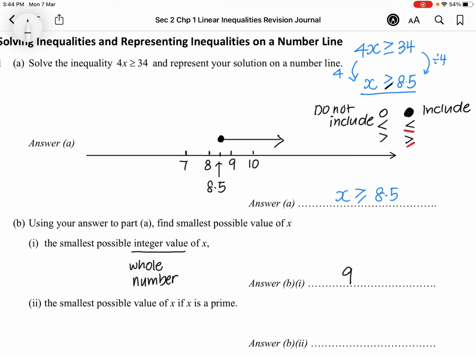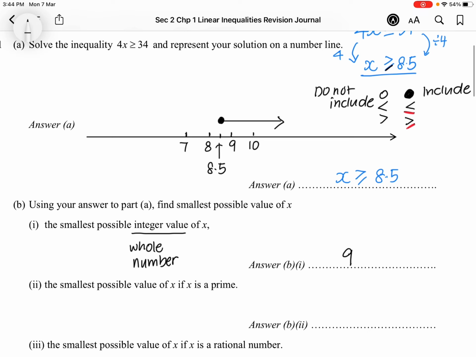Okay. Next one, find the smallest possible value of x if x is a prime number. So what are all the prime numbers that are bigger than 8.5? Prime numbers, what is a prime? A prime has only two factors, 1 and itself. So is 9 a prime number? Well, 9 is divisible by 3, so it has more than 2 factors already. So 9 is not a prime number. So what's the smallest possible prime number? That will be 11.